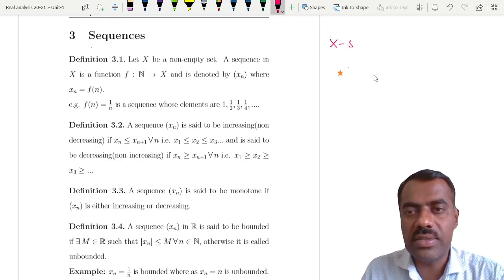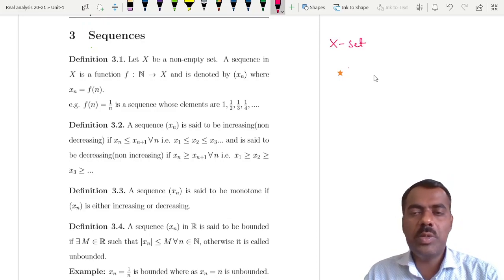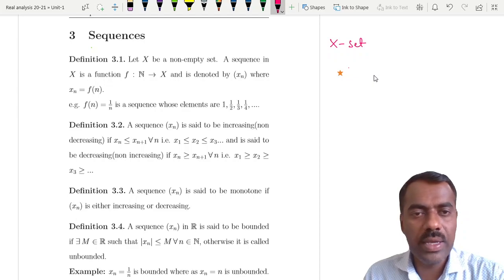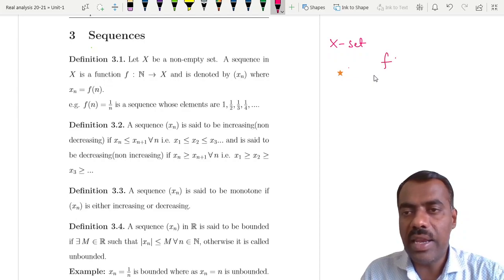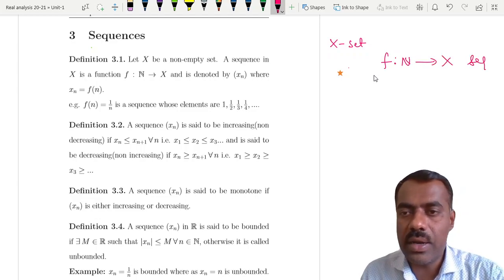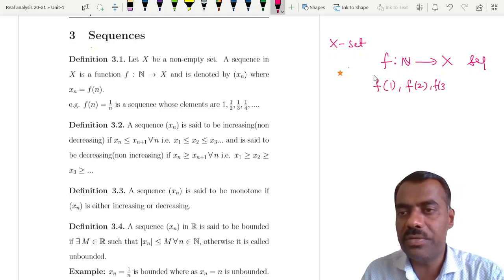So take X as a set. Then what is meant by a sequence in X is nothing but the elements of X arranged in a proper way. That means any function from N to X is called a sequence. Why? Because the elements look like f of 1, f of 2, f of 3 and so on. Of course they all belong to X. So this f of 1 we denote by x1, this by x2, x3 and so on.